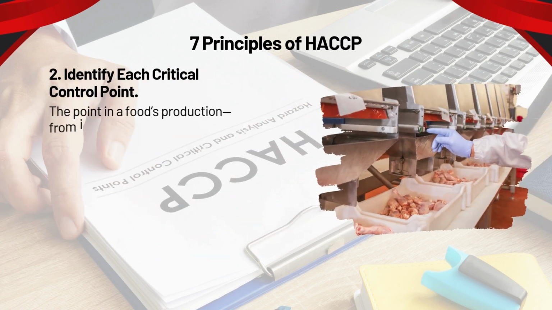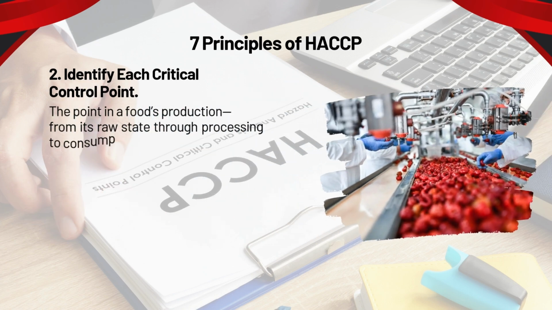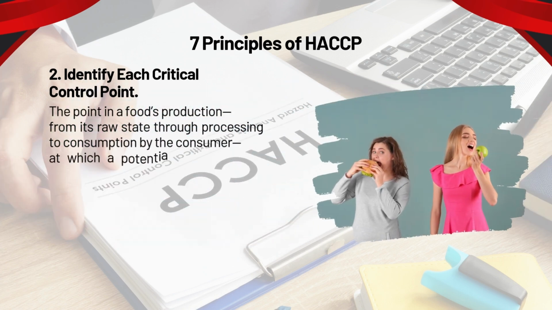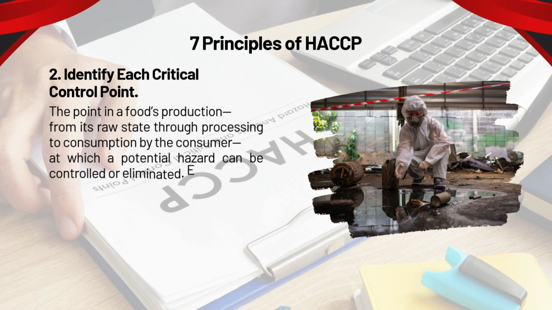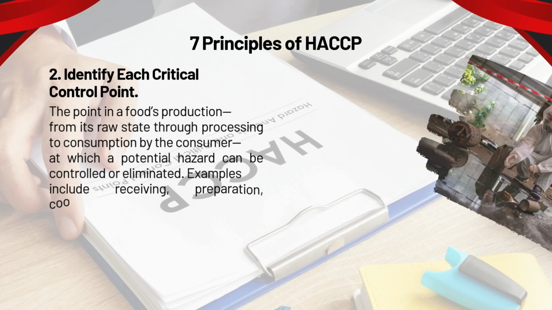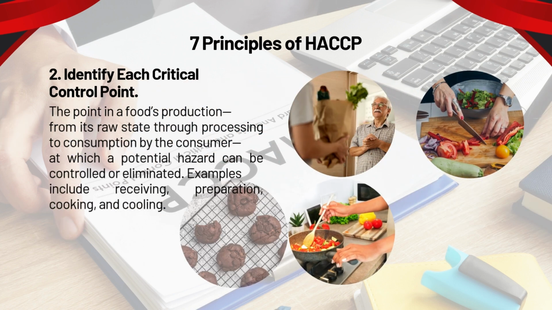2. Identify each critical control point. The point in a food's production, from its raw state through processing to consumption by the consumer, at which a potential hazard can be controlled or eliminated. Examples include receiving, preparation, cooking, and cooling.